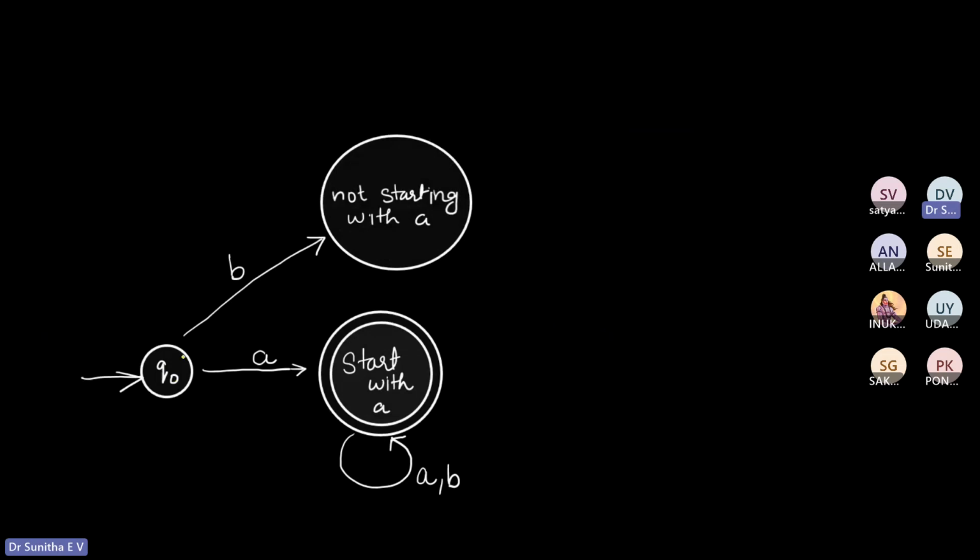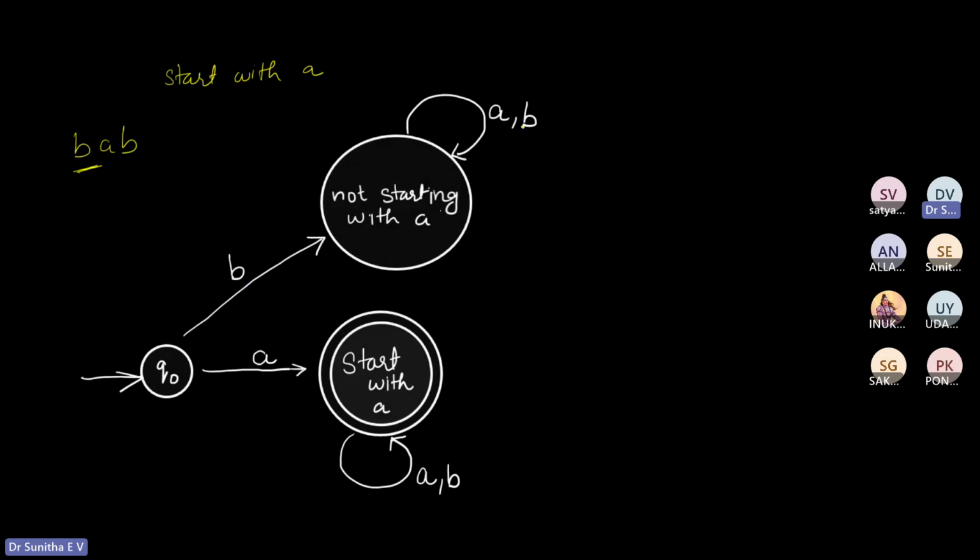From Q0, if the first character is B, so our string is BAB, it takes a transition like this. Once it is starting with the B, it is not in our language, because we are accepting all strings that start with the A. It should start with A, otherwise it should be rejected. So if it is not starting with the A, it should not be accepted.